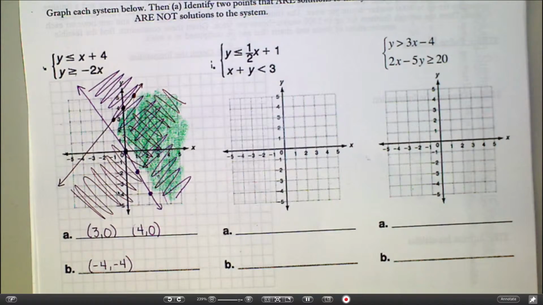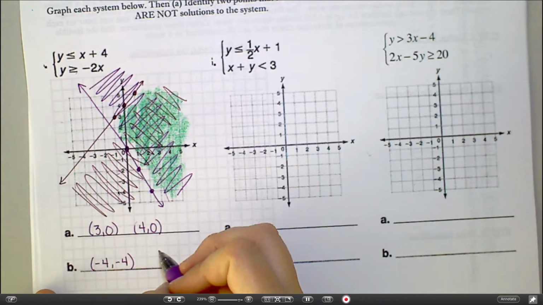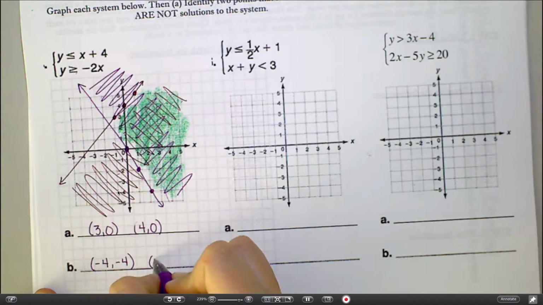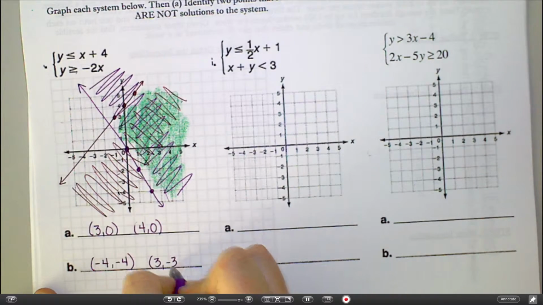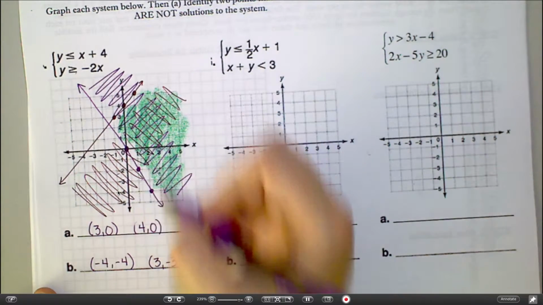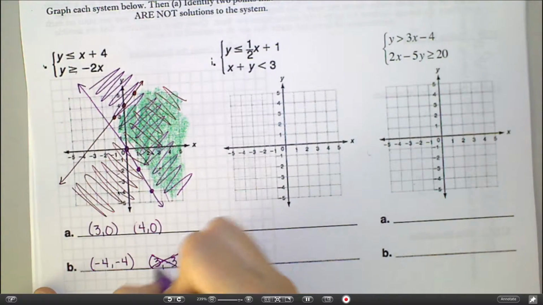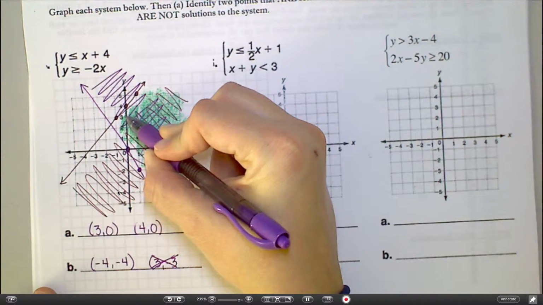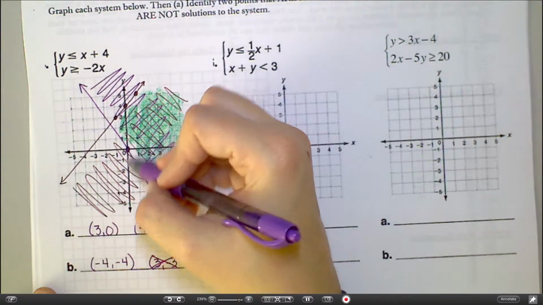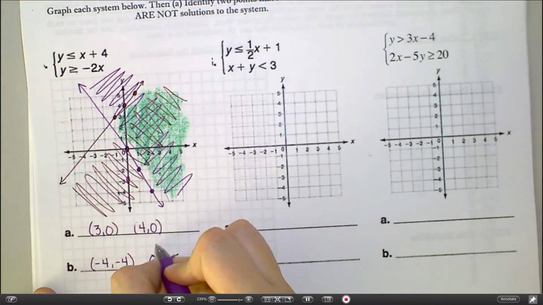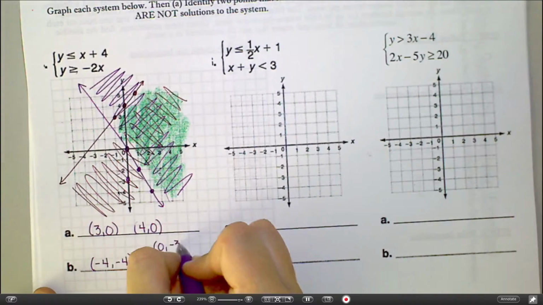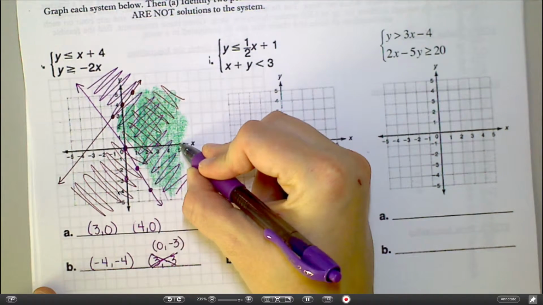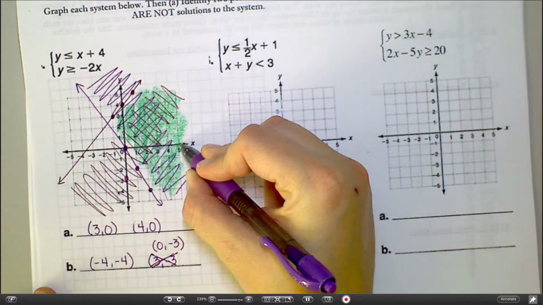Okay, what else? Give me something else that's not a solution. 3, -3. That one actually is a solution. 0, 3 is also a solution, it's in the green area. All right, 0, -3. There you go. 5, 0 is also in the green. 0, 5 would work.